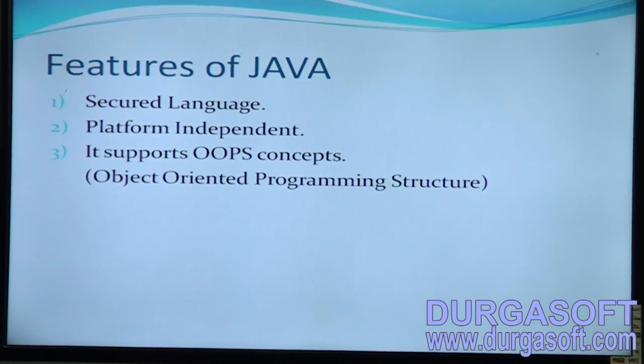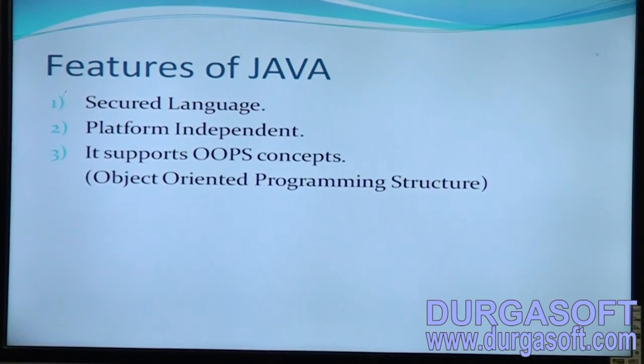Secured language. The very first feature of Java is that it is a secured language. Secured language in the sense we can hide whatever data we require to hide, whatever data we don't want to show to the user. In such cases, we can hide the data as well.